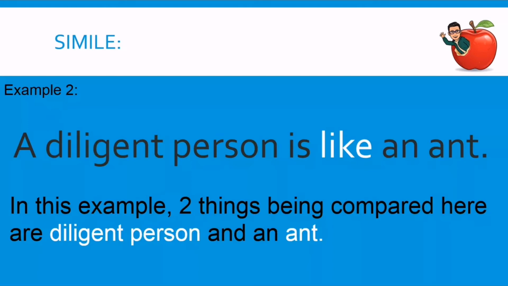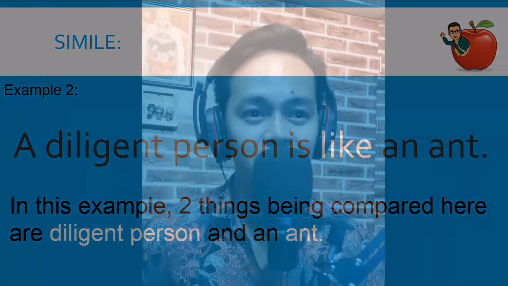So, kung makita gani mong statement nga nag-compare og two different things na magamit og as and like sa statement, ang tawag ana nga figures of speech is simile. Again, what type of figures of speech uses like and as? Okay, very good. That is simile.